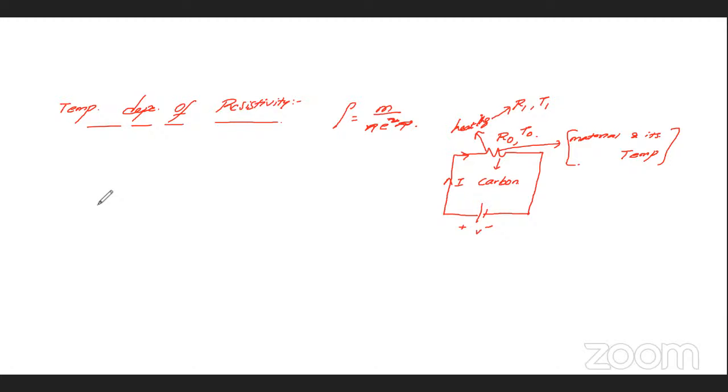And one more thing: resistivity increases with temperature. Remember it. And what will happen when temperature increases? Conductivity decreases. This is the relation to memorize. Now in this case, we can take the resistivity rho 1, which is the resistivity after the temperature rise. Rho 1 is equal to rho naught into 1 plus alpha into T1 minus T0.